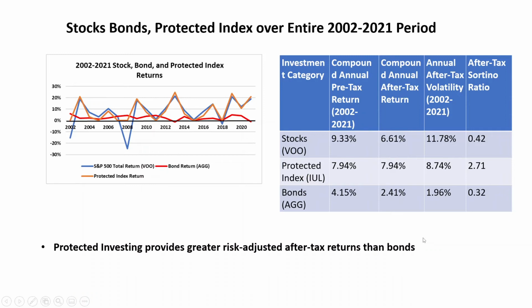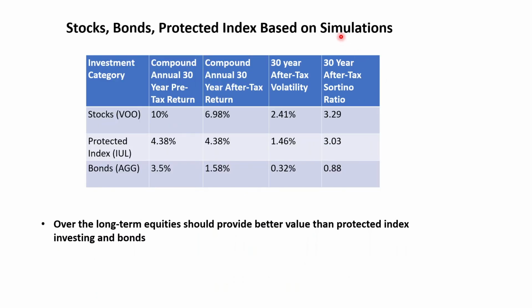So we're going to see that in the next slide. Again, this is based on simulations, not on any historical time period. We're going to use the assumption stocks are about 10%. That's the long-term return profile of stocks. We're going to look at the compound 30-year pre-tax return. The protected index is only about 4.38%. Bonds, we're using about a 3.5% assumption. And then when we look at the compound annual after-tax return, we can see that stocks are about 6.98%. Again, protected index, the after-tax returns are the same, because it's a tax-free vehicle.